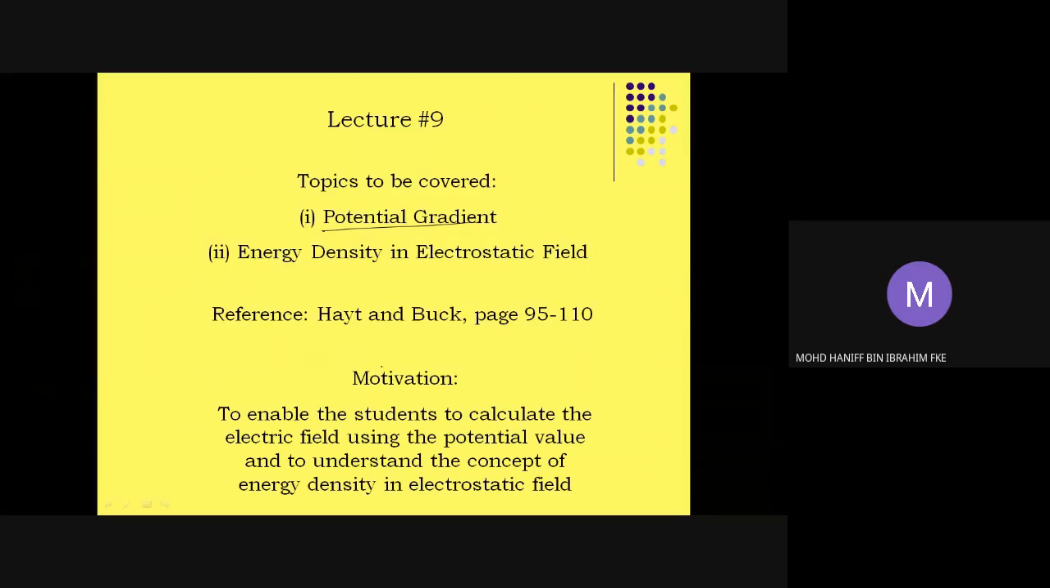The motivation for this lecture 9, basically I restrict it only to enable the students to calculate the electric field using the potential value. That should be the only thing to be learned today. Just to inform you that this lecture 9 will not be assessed in your test 1. The assessment for test 1 will be covered until lecture 8 only. Next week on Tuesday we're going to proceed with the concept of energy density in electrostatic field.